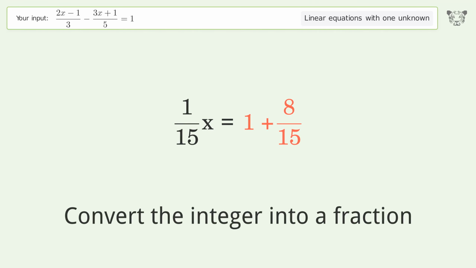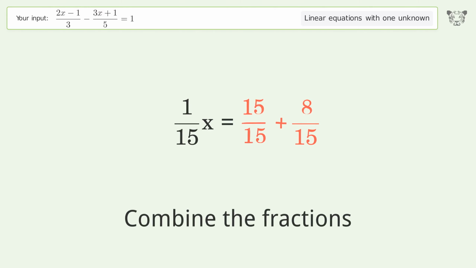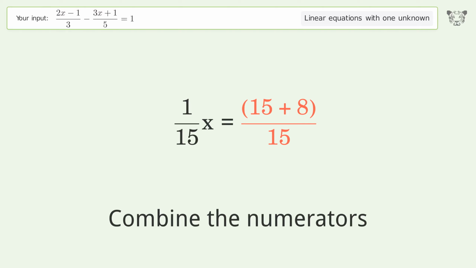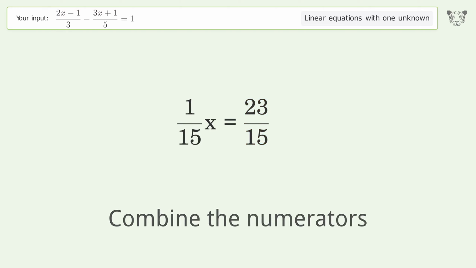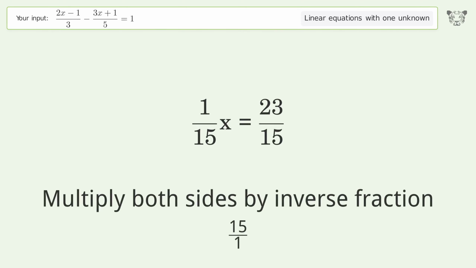Convert the integer into a fraction. Combine the fractions. Combine the numerators. Isolate the x. Multiply both sides by inverse fraction 15/1.